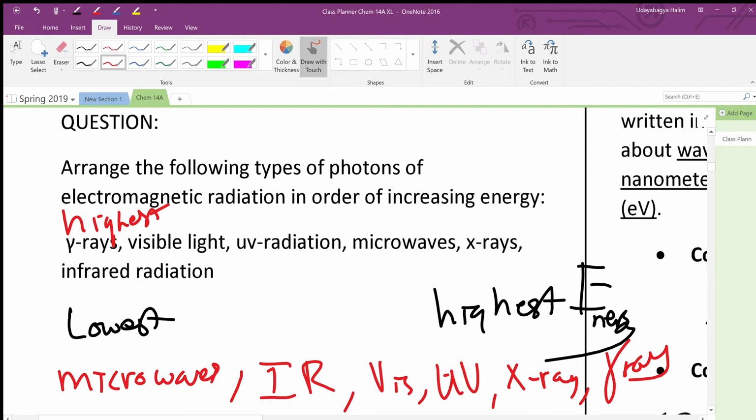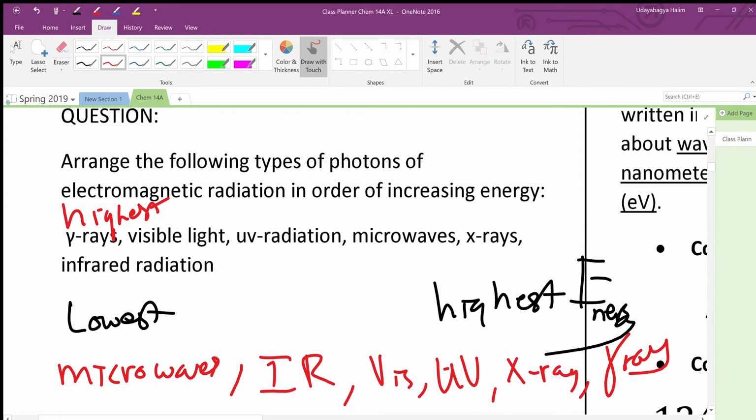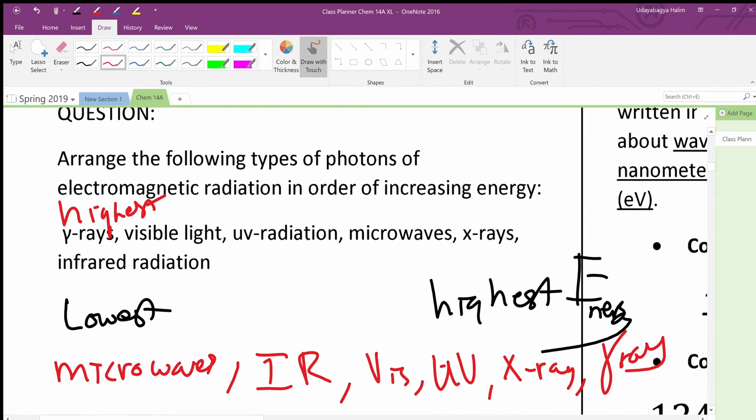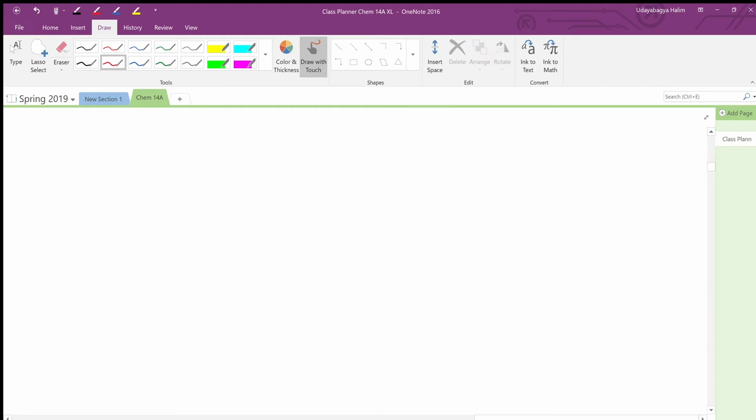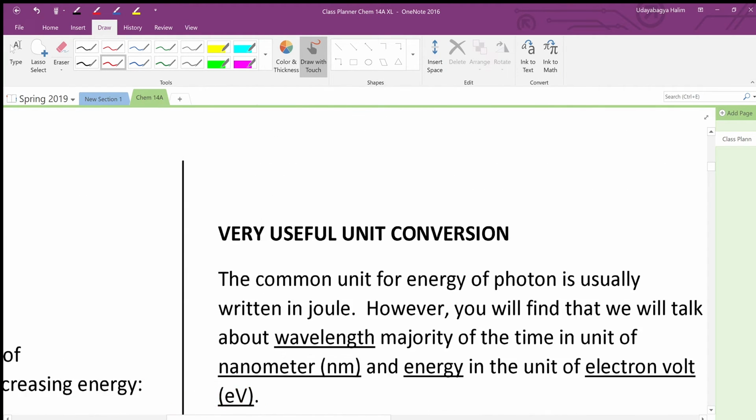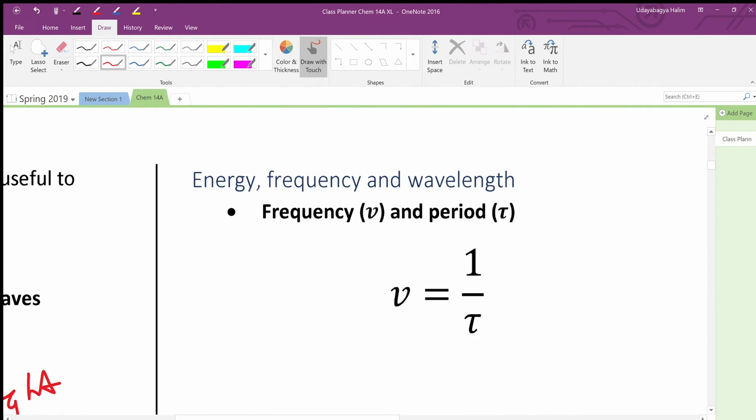Can you guys actually read my handwriting? Or not really? No? Yes? Okay. Work in progress as well. Now, okay. It's not that bad.